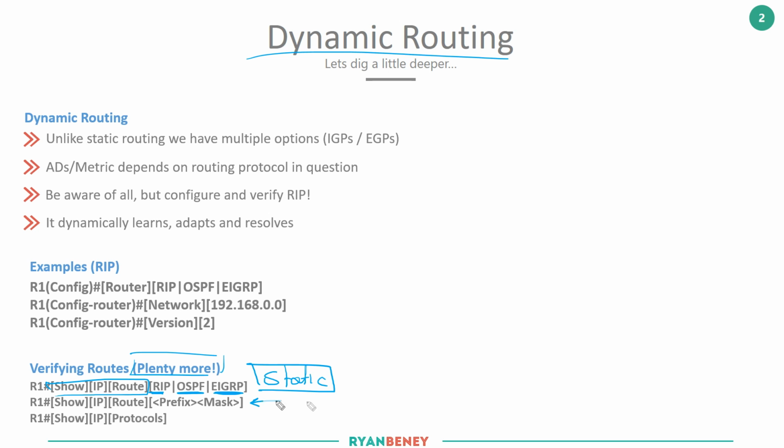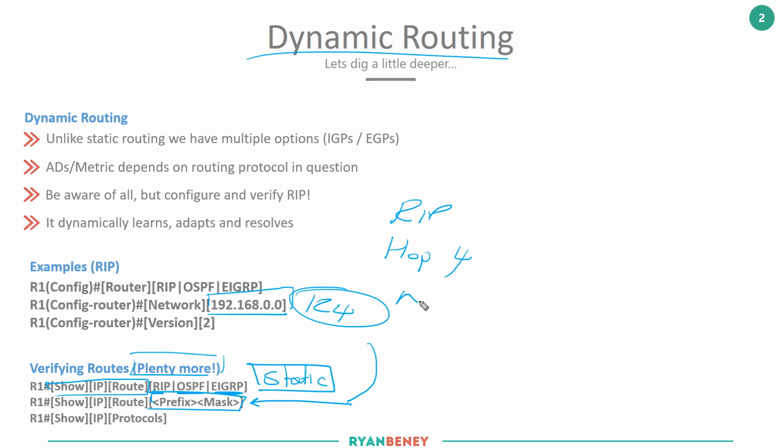We can look at a specific route in the routing table and its mask. So maybe we've got 192.168.0.0/24 in our table. If we were to pop that in, it would tell us how that route got into the table. It might say it was learned via RIP and it has a hop count of 4. And if we were to try to get to it, we would send our traffic to router 3.